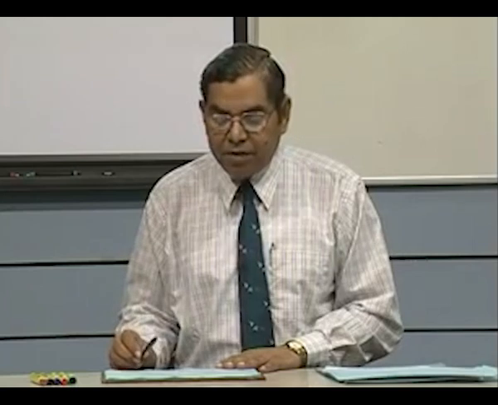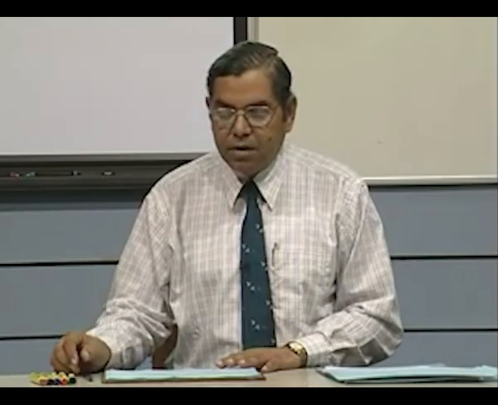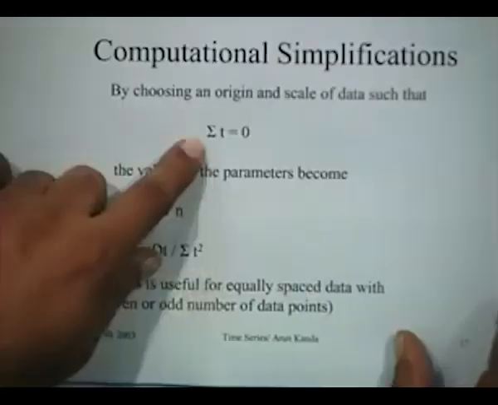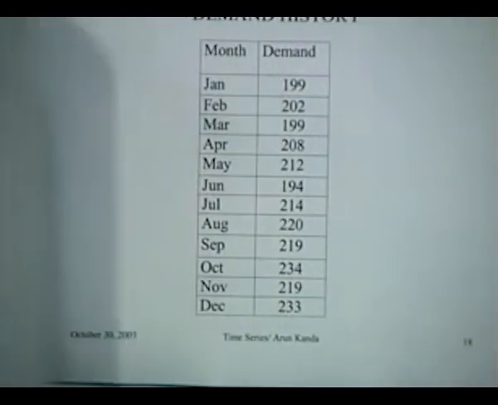On the other hand, if you have an odd number of points, the middle value could be taken as 0 and ±1, so 1 is the scale factor, and then this ensures this condition, and therefore it's very easy to find out.